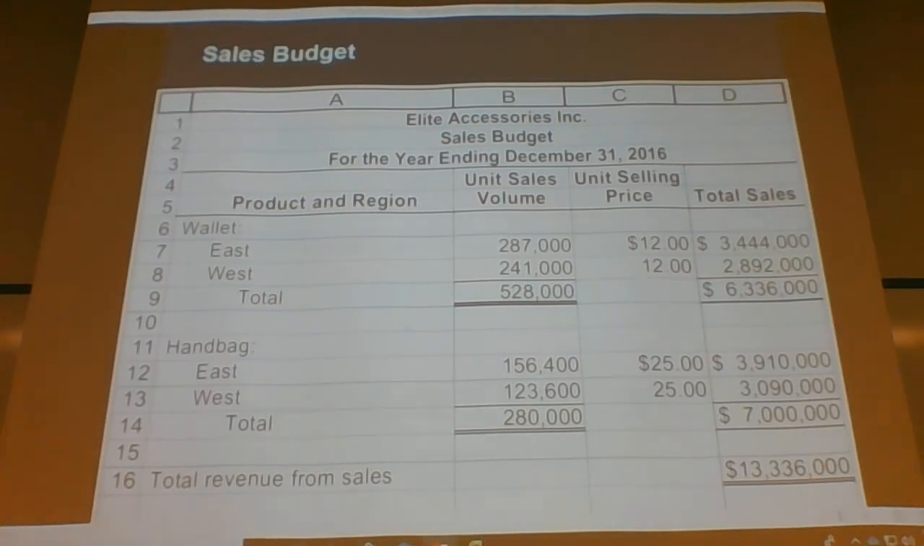And so if all of these things were to occur exactly the way we've got them here, we would have a little bit over $13.3 million in sales budgeted for the year. So I want you to understand this is not what has happened, this is what we are estimating might happen. It's our best guess.